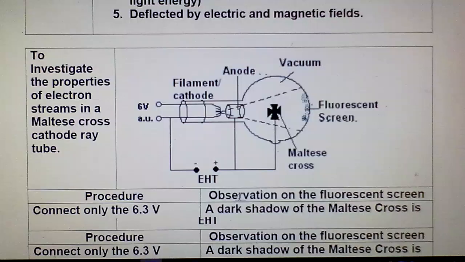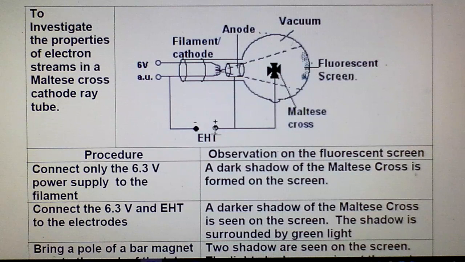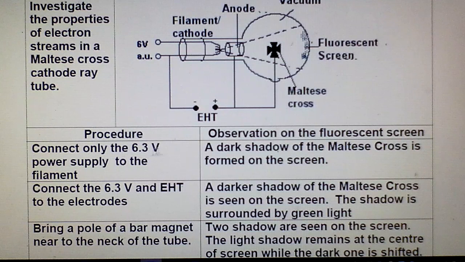Now we have a Maltese cross cathode ray tube. We put a cross here, so now it becomes a multi-cross tube. The procedure that we can do based on this setup: the first one, connect only the 6.3 volt power supply, meaning we just switch on this part. The filament will be heated up. We have discussed before, thermionic emission will cause electrons to be emitted and stay at the surface of filament. When the filament becomes hot, it will glow and produce light. As you know, light travels in a straight line, thus it will cast a shadow on the screen. There's a dark shadow of the multi-cross formed on the screen with a yellowish light surrounding it.